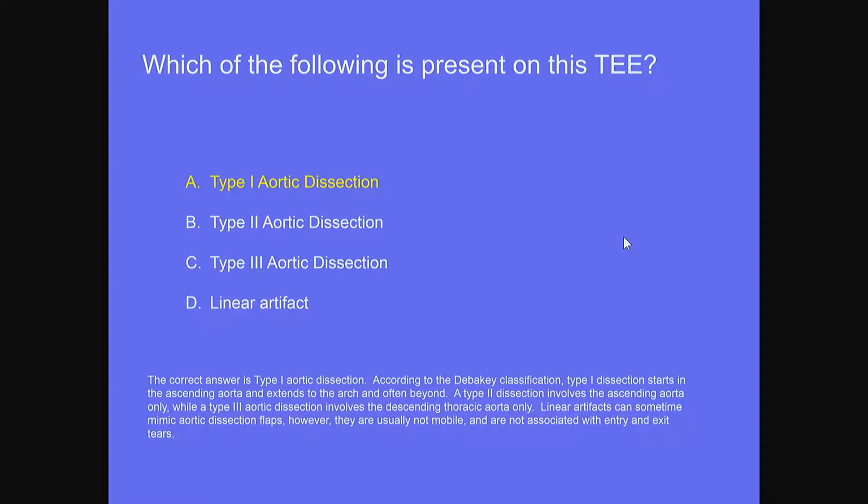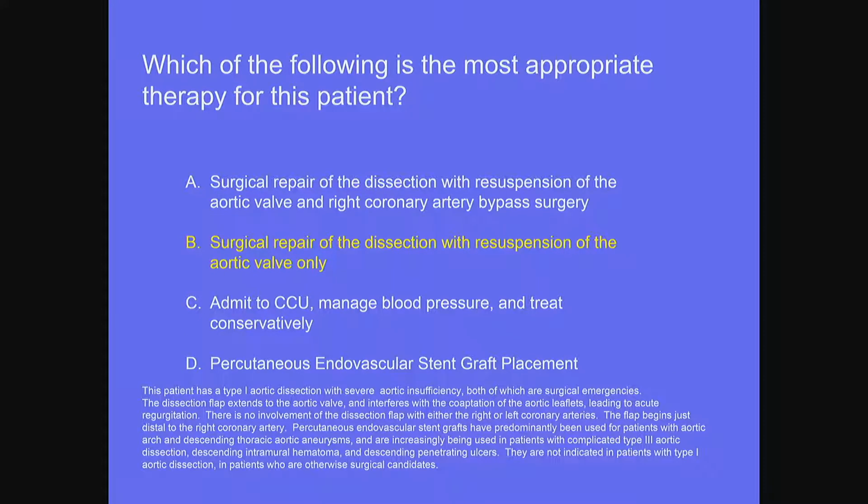The correct answer is A, type 1 aortic dissection. According to the DeBakey classification, a type 1 dissection starts in the ascending aorta and extends to the arch and often beyond. A type 2 dissection involves the ascending aorta only, while a type 3 dissection involves the descending thoracic aorta only. Linear artifacts can sometimes mimic aortic dissection flaps. However, they are usually not mobile and are not associated with entry and exit tears. Which of the following is the most appropriate therapy for this patient?